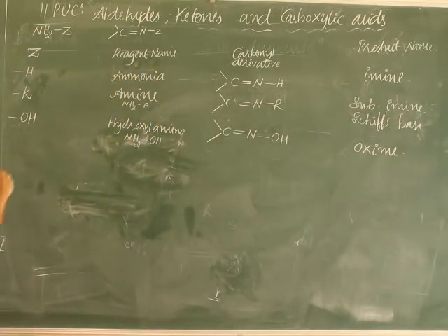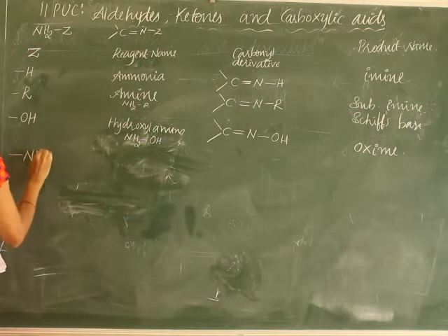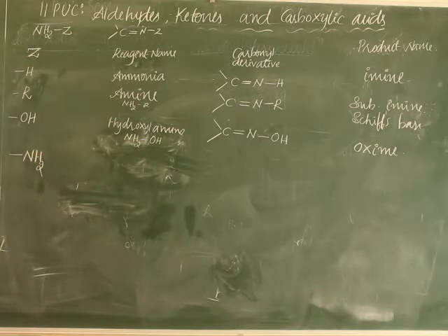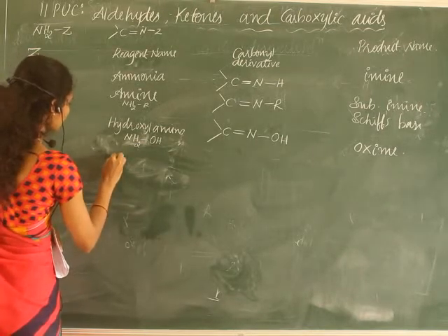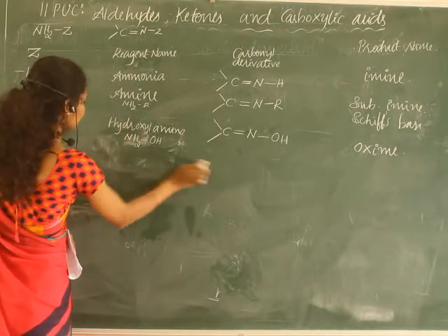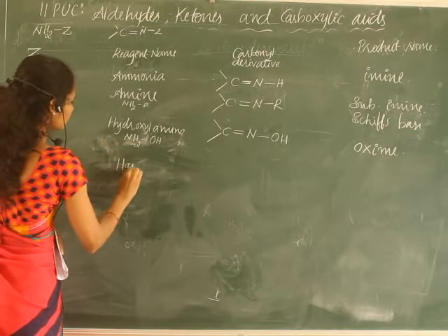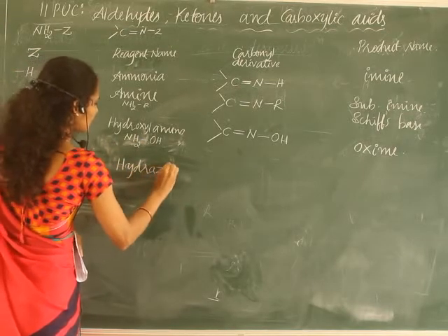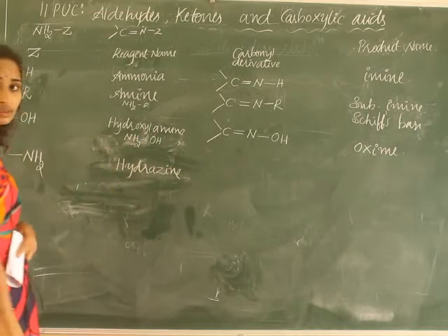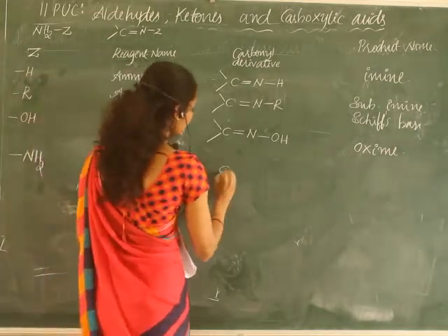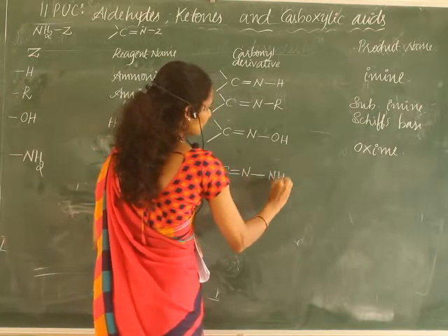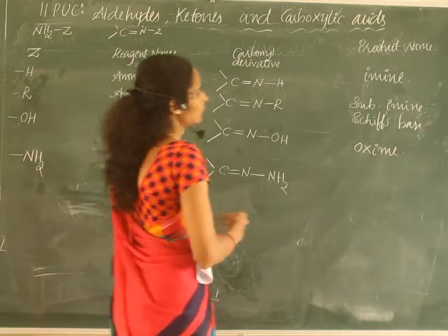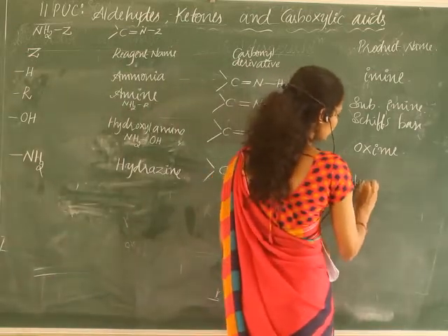Oxime. Next is NH2. Next is NH2, Z is NH2, then reagent name is hydrazine. It's a hydrazine. And carbonyl derivative is C double bond N. Instead of OH, here it is NH2. And product name is hydrazone.